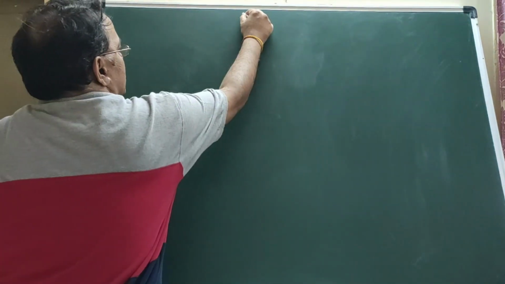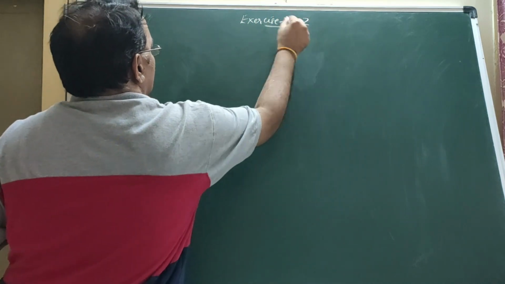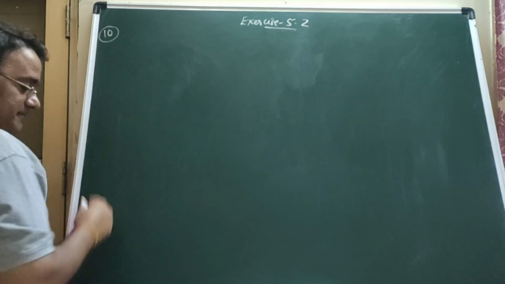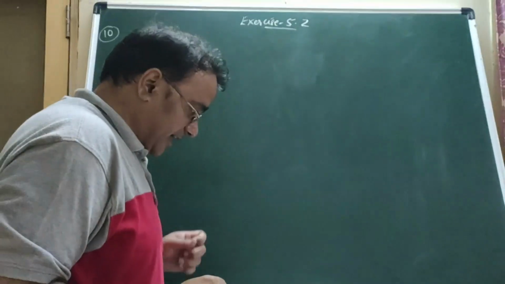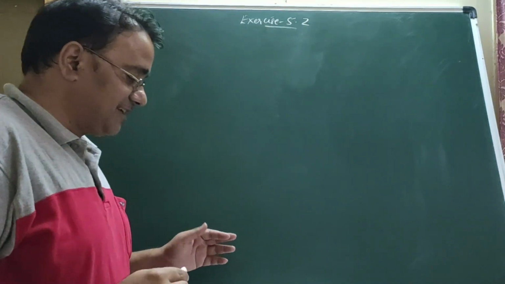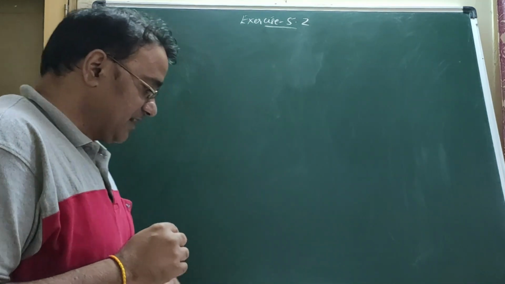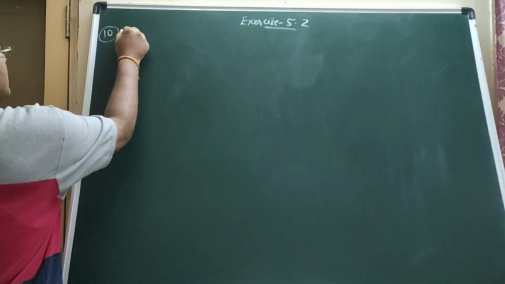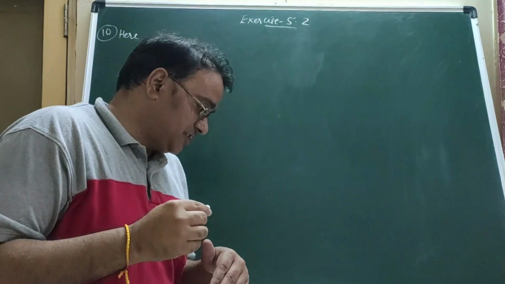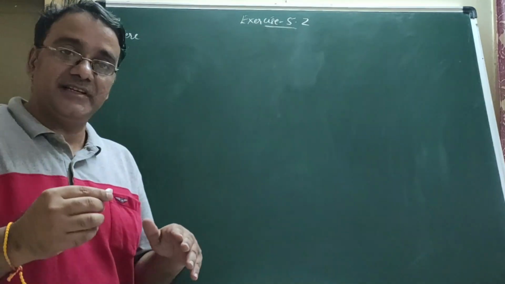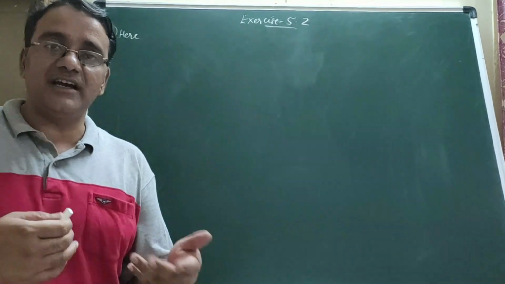So exercise 5.2 question number 10. I'm reading the question. The 17th term of an AP exceeds its 10th term by 7. Find the common difference. Okay. So here 17th term जो है वो 10th term से 7 ज्यादा है. More than, exceeds means ज्यादा है.